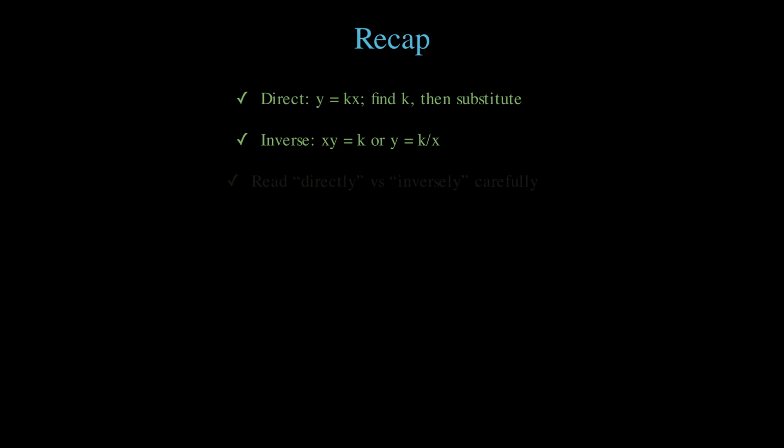Recap. Direct variation uses y equals kx. Inverse variation uses constant product xy equals k, or y equals k over x, and vocabulary in the problem tells you which model to use before you touch the numbers.